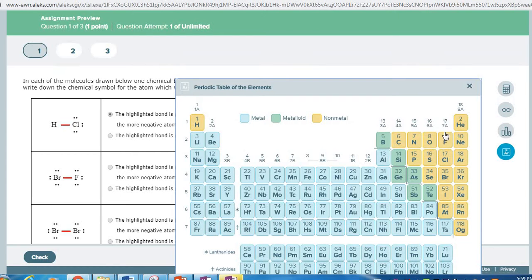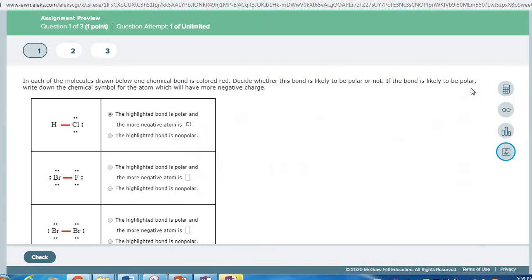As we talked about in class, the most electronegative atom is going to be fluorine, and that trend tends to go this way. As you go down, it is less electronegative, and as you go to the left, it is less electronegative as well. So fluorine is right here at the top right, and bromine is down 2 periods. And so we know that this is going to be a polar bond, and the more negative atom is going to be fluorine. Put that in there.